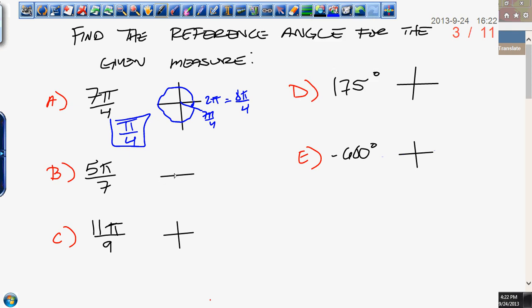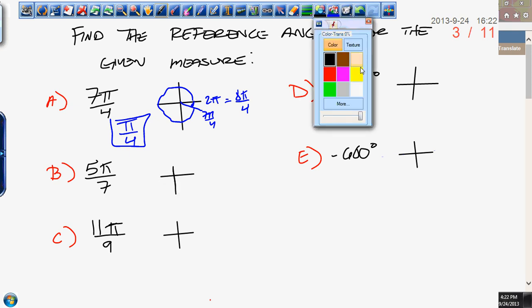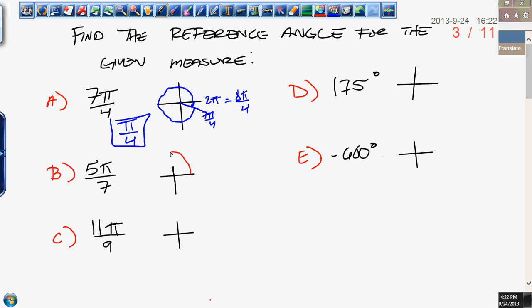My next one is sevenths. Well, we know that half of this is pi, because the whole thing is 2 pi. If I want to make that sevenths, I multiply the top and multiply the bottom, so that's 7 pi over 7. Well, I have 5 pi over 7, so that's somewhere right there.